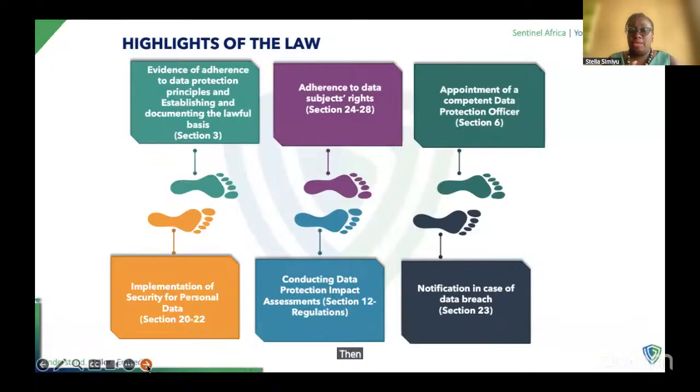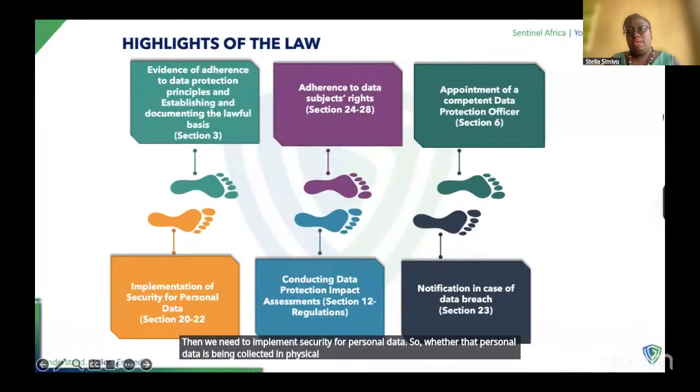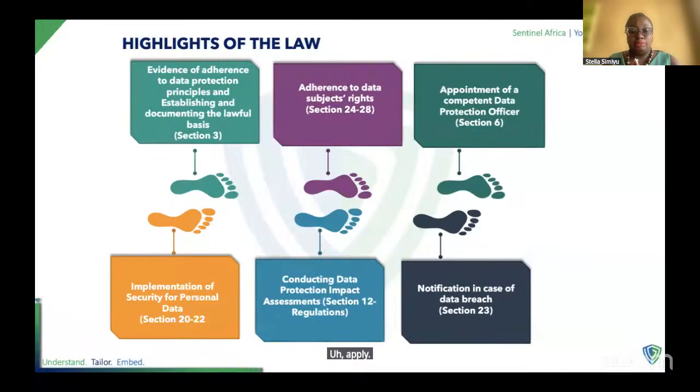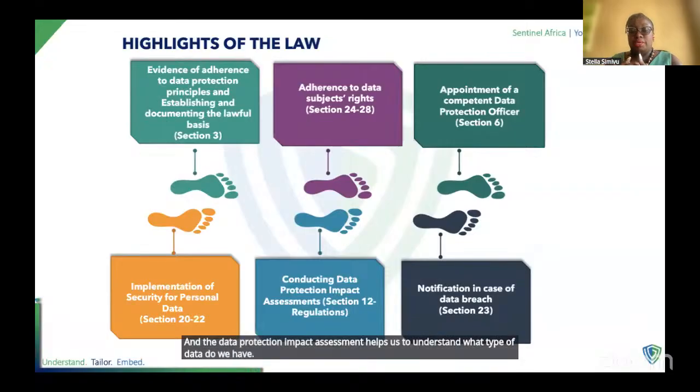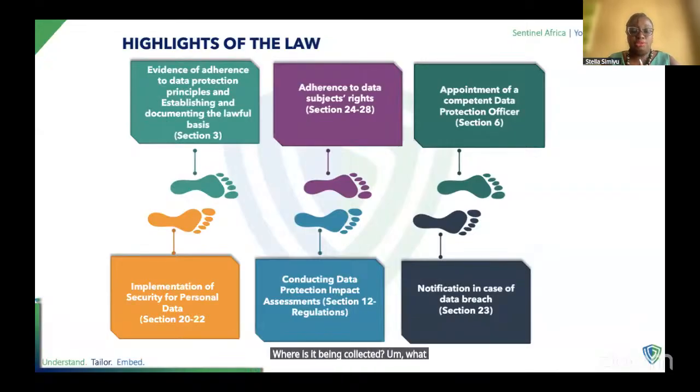Then we need to implement security for personal data. So whether that personal data is being collected in physical form, in digital form, we need to make sure that we have security measures to apply. Then we need to conduct data protection impact assessments. And a data protection impact assessment helps us to understand what type of data do we have, where is it being collected, what is it being used for, and what is the impact if that data were to leak.